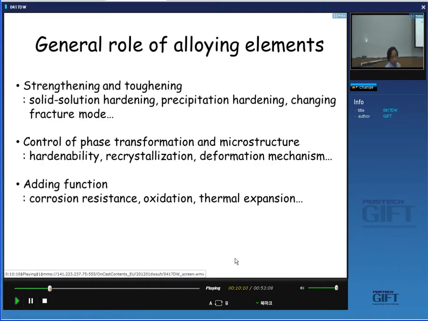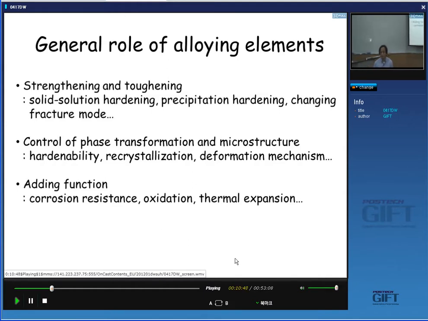The most important purpose of putting alloying elements in the ferrous system is to obtain higher strength or toughness. In other words, to improve its mechanical properties. So in terms of solid solution, precipitation hardening, or even changing the fracture mode, which is beneficial in applications at lower temperatures.